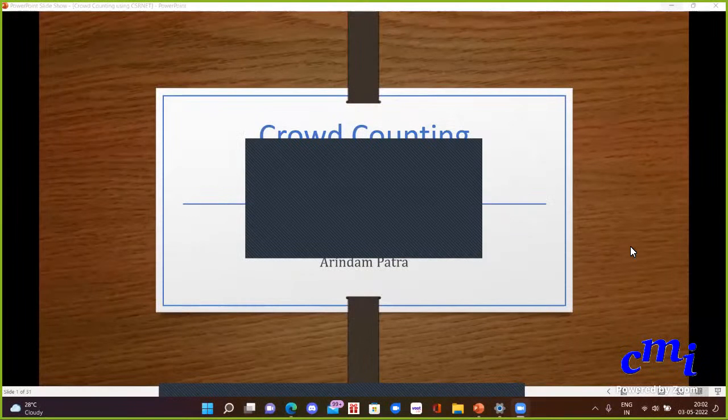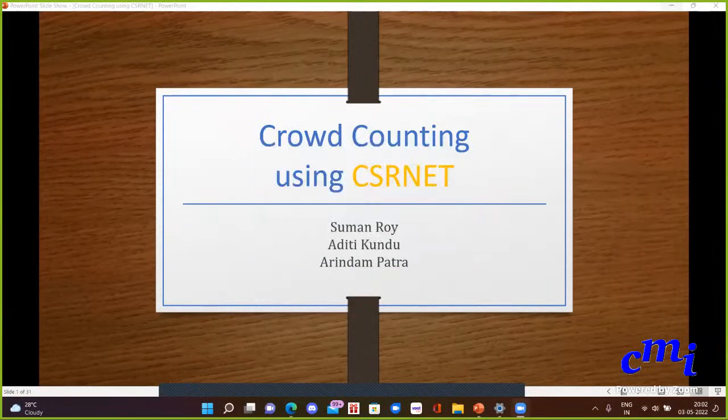Understanding the Highly Congested Scenes by Yuhong et al. We are going to describe a network for congested scene recognition called CSRNet.